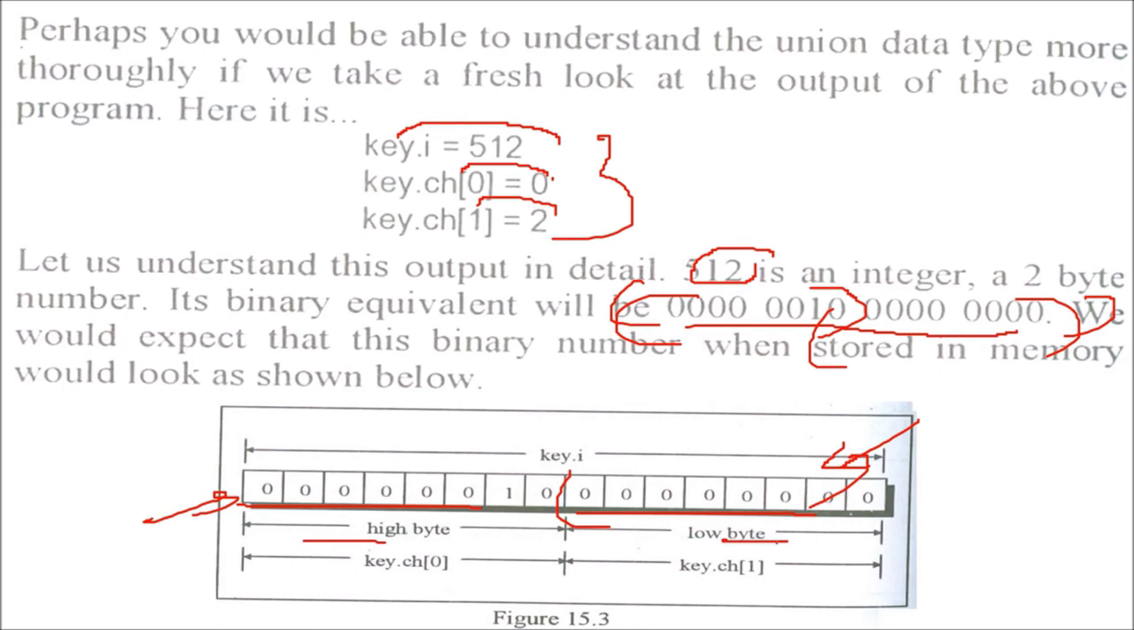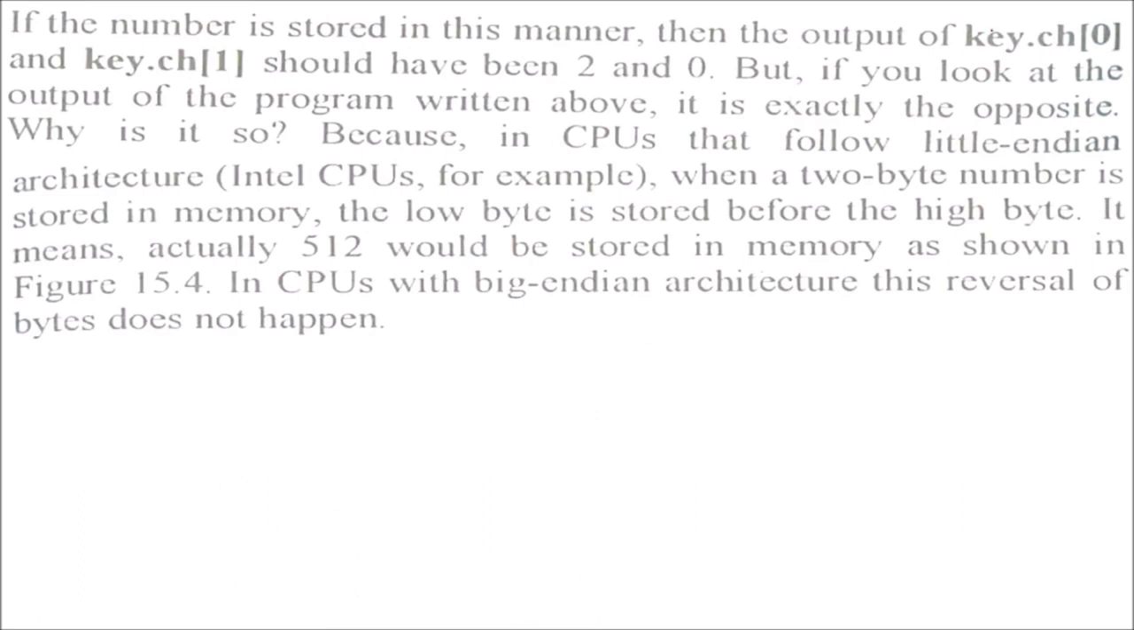So this is high byte, this is low byte. This is character 0, character 1, and this is key.i total. But in fact, when you output key.ch0, you'll get 2, and if you output key.ch1, you get 0. That means it is reversed. It is exactly the opposite. Why is it so?